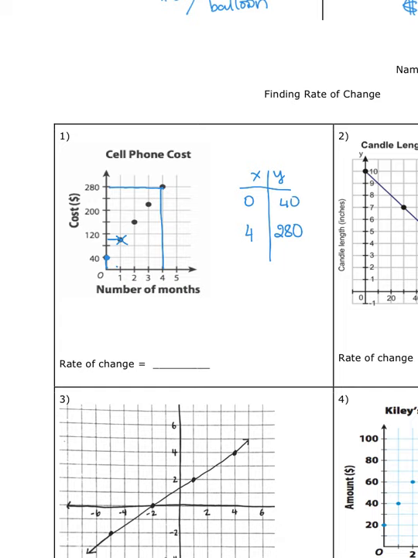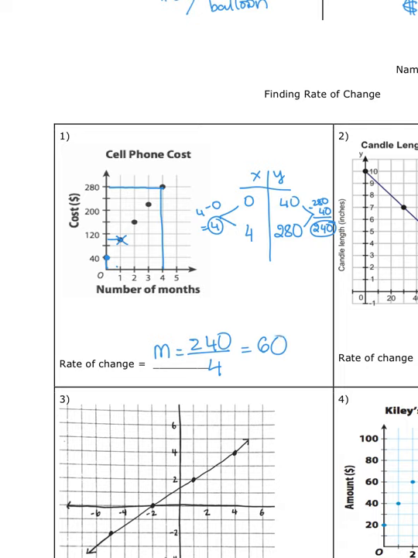Okay, I'm going to do change in y over change in x. Change in y is 280 minus 40, which will be 240. 4 minus 0 is 4. So change in y is 240, change in x is 4, so the rate of change will be 60.